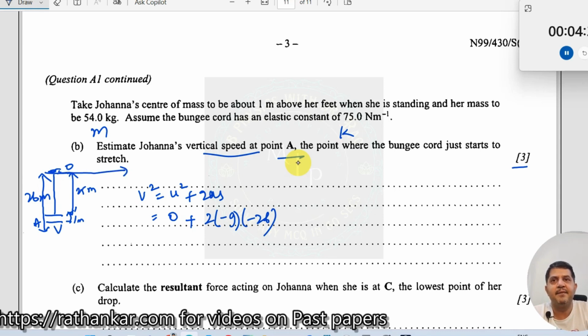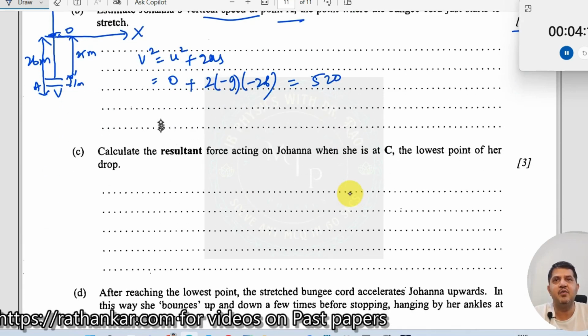Because this is your positive x-axis, this is your positive y-axis, and anything that comes downwards is negative, right? So therefore, this should be negative, and this is less. You get 2 into minus becomes plus 2 into g, 10 into 26. 10 into 26 is 260, multiplied by 2 is 520, and thus your value of v should be square root of 520.